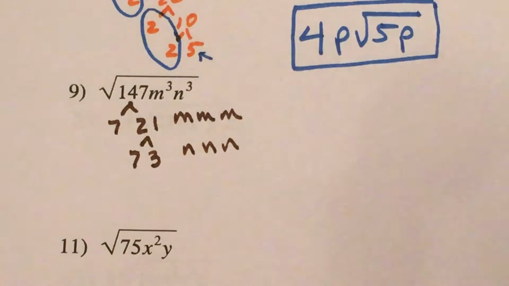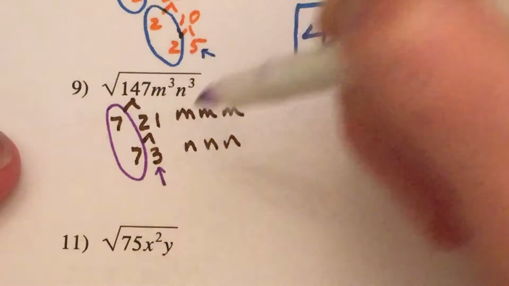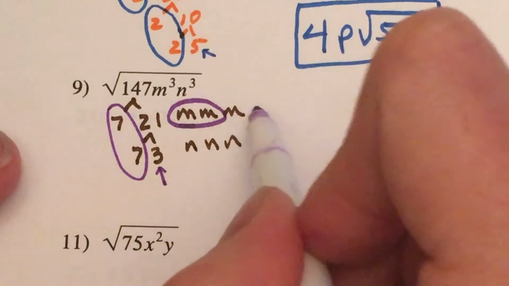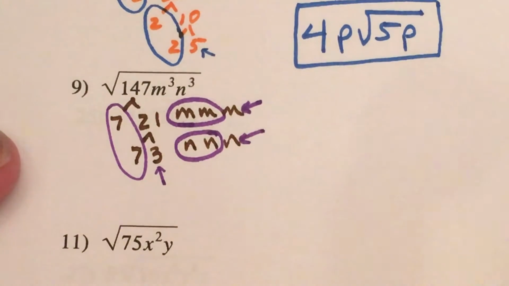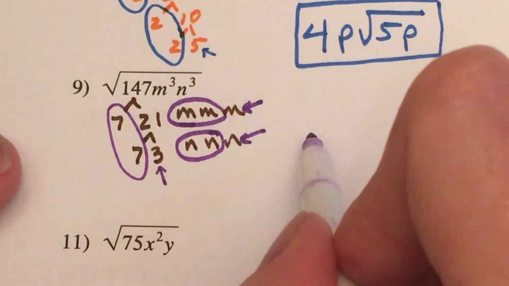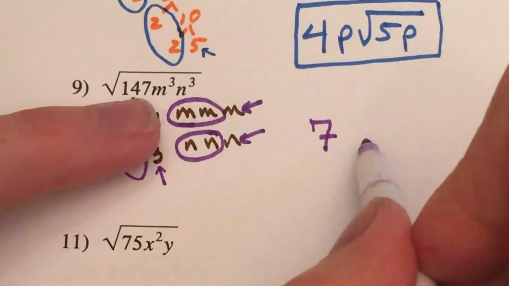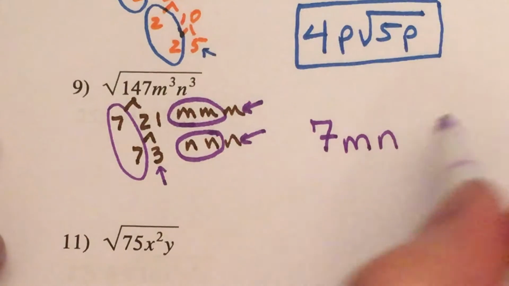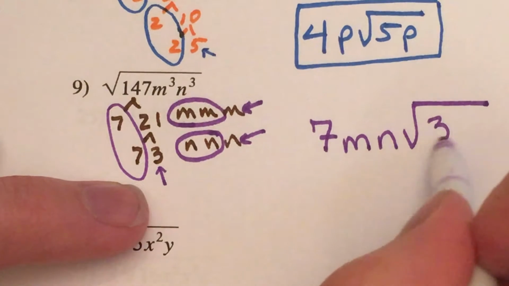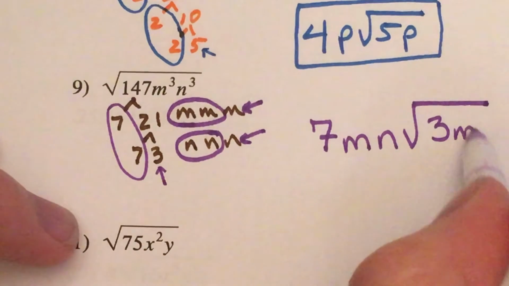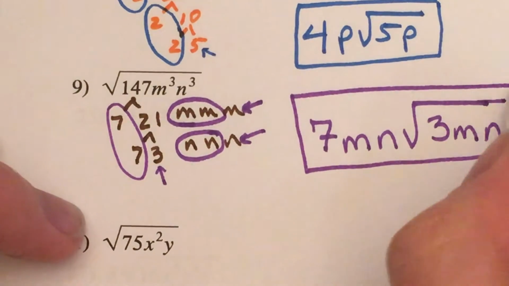Okay, let's go make our bundles. Bundle of 7's, leftover. Bundle of M's, leftover. Bundle of N's, leftover. All right. So this ends up being a representative of a bundle of 7's times M times N, refrigerator, leftover 3, leftover M, leftover N. That's it. I don't even have anything to clean up. That's nice.